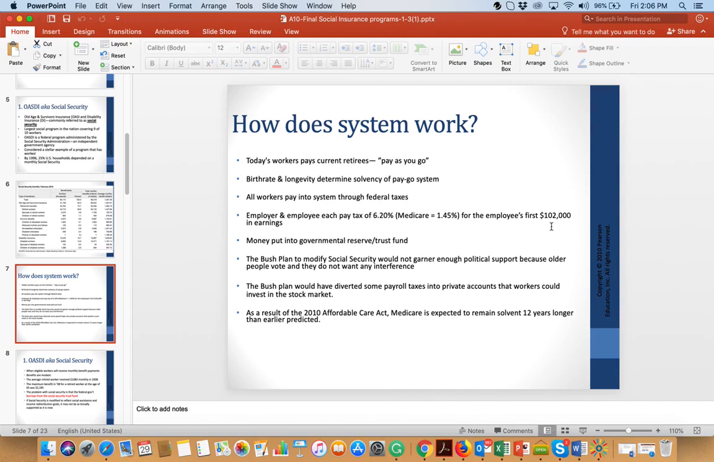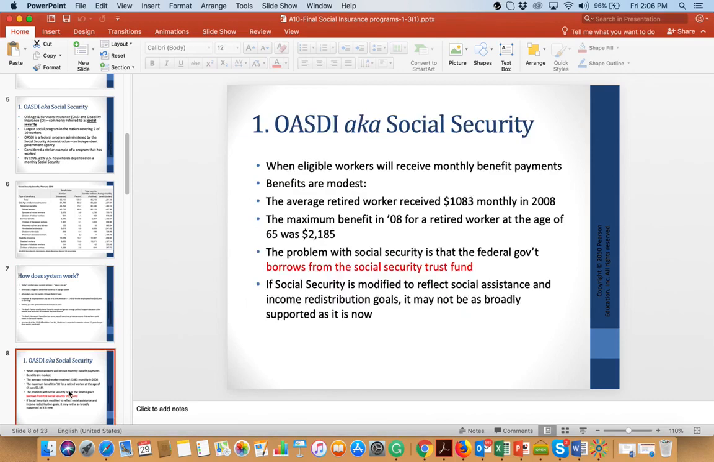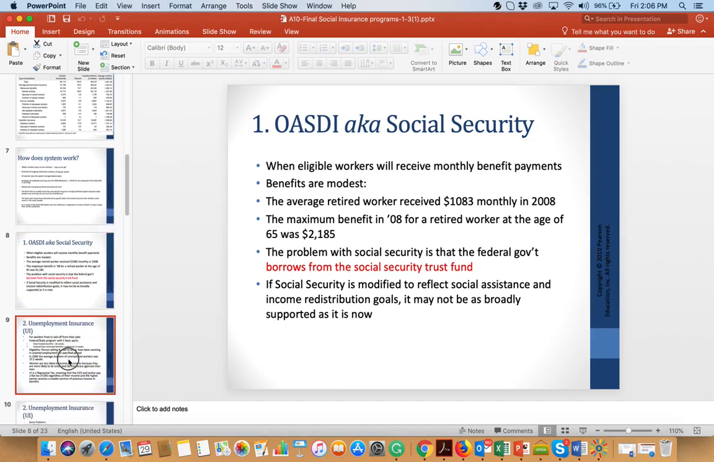As a result of the 2010 Affordable Care Act that was passed by President Obama almost 10 years ago, it was expected that Social Security would remain strong, or solvent, for the next 12 years. Now that it's been chipped away so much by the current administration, I'm not so sure whether that still holds true. I think I've explained this in my previous explanation, so I think I'll skip it.